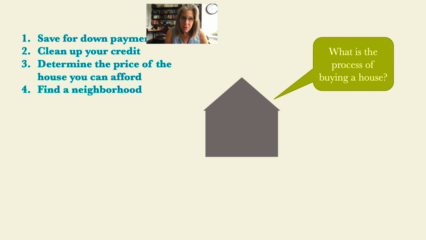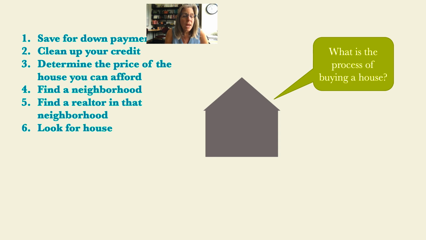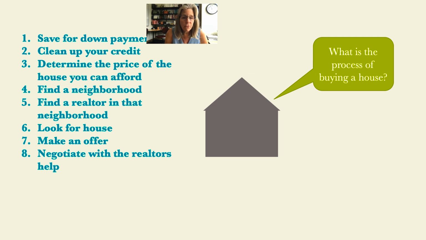Find a neighborhood that you want to live in, and then look for a realtor in that neighborhood, somebody who knows the neighborhood and can help you maneuver the system. Then look for a particular house, and you might have to go look at a bunch of different houses until you find one. It sometimes takes months to find a particular house that you like, that you can afford. And then you make an offer. And in this process, it's actually a negotiation back and forth between the buyer and the seller. And this is where you really need a realtor, because they need to help you maneuver this process and sort of be a third party in the negotiations.